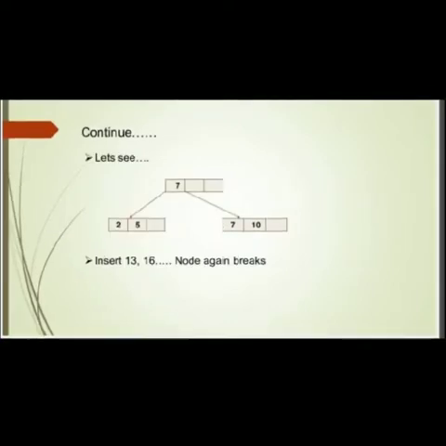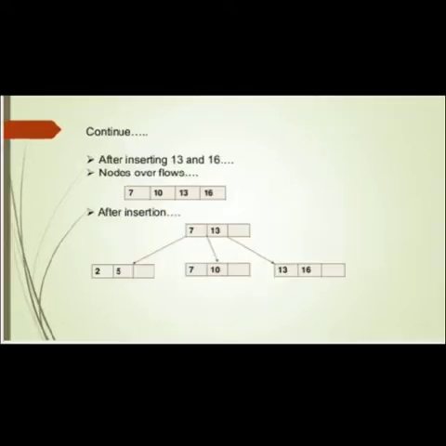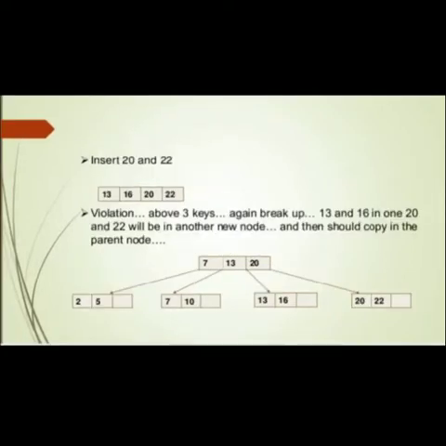After doing this, we need an index node. We consider 7 as an index node. Then the left side of 7 contains 2, 5 and the right side of 7 contains 7 and 10. The next elements to be inserted are 13 and 16. 13 and 16 are greater than 10, so we can keep these as the right node of 10. It also shows the overflow condition, so we divide it. And the next elements are 20 and 22.